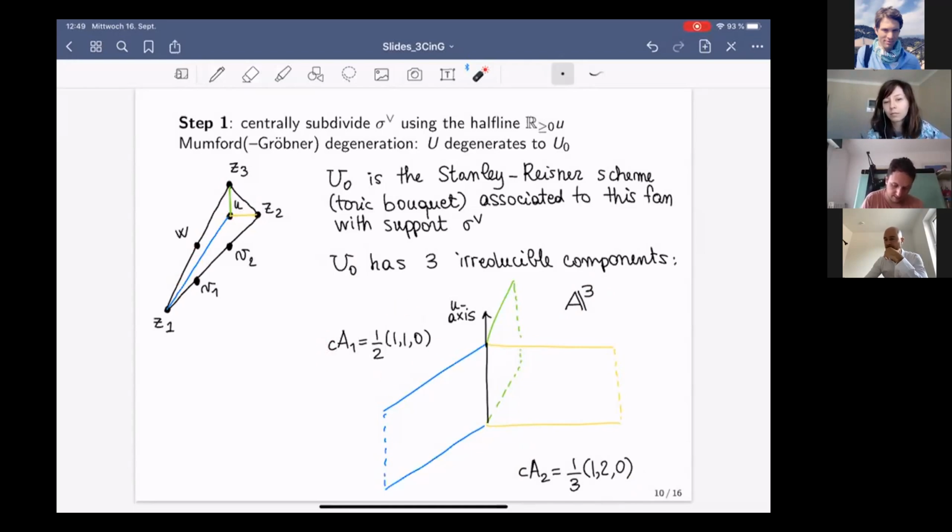And then these two threefolds intersect along a surface, which is associated to this blue segment. And this is a smooth surface. And then there is a green smooth surface and the yellow smooth surface. So this is the picture of U0. So U0 is a toroidal crossing space. So it's not normal crossing, but not too far.